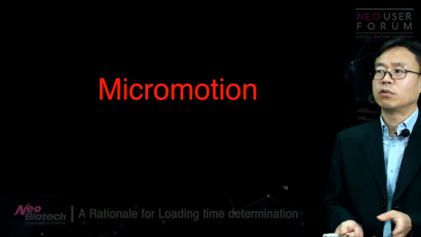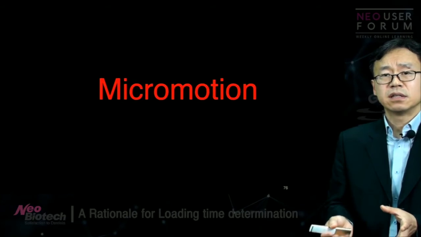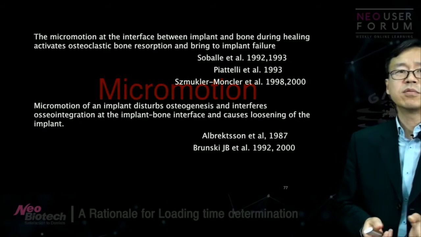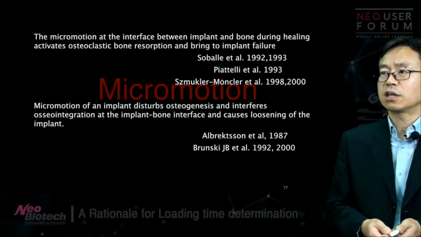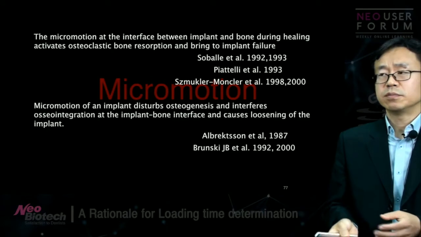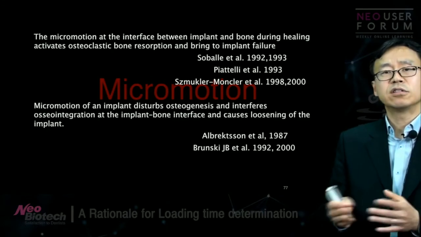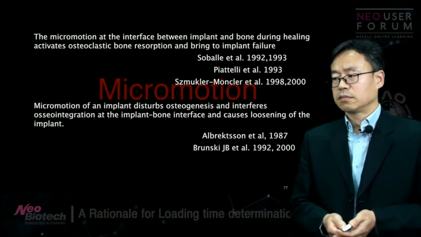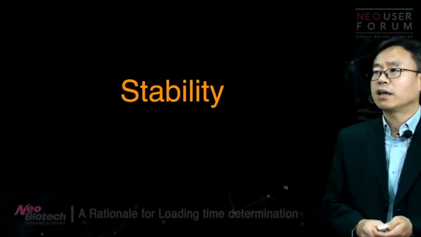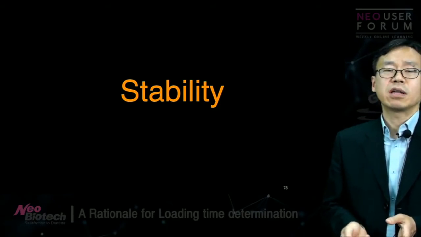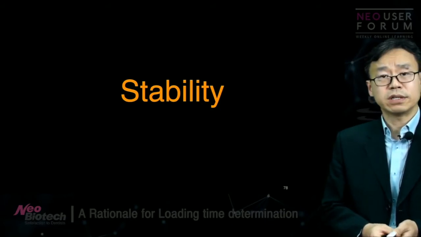So we all know what micromotion of an implant can do to the implant itself. Micromotion simply ruins dental implants by disturbing osteogenesis. It sometimes lets fibrous tissue grow between the implant and the bone surface, which eventually makes the implant fail. So this is why we're interested in the stability of implants. We want to know if our implants are stable enough to be loaded.